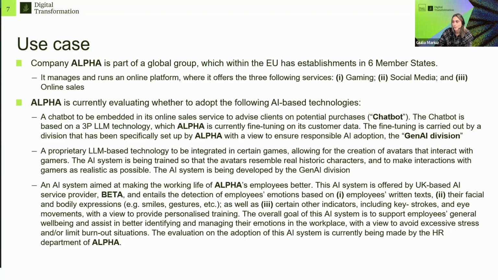The last AI system is being evaluated for adoption by the HR department of Alpha, and this system would be aimed at making the life and work of Alpha's employees better. The AI system is offered by a third-party provider, and it would entail the detection of employees' emotions based on certain indicators: the written text of employees, but also other characteristics such as their facial and body expressions, their keystrokes, and eye movement. The final goal of this system would be to provide personalized training to employees in order to educate and support them to identify their emotions and limit burnout situations.